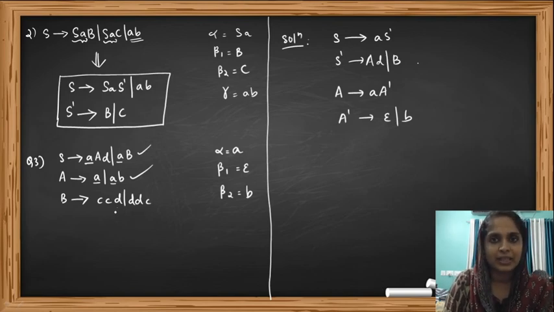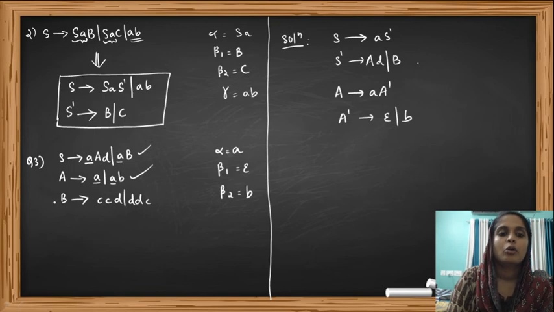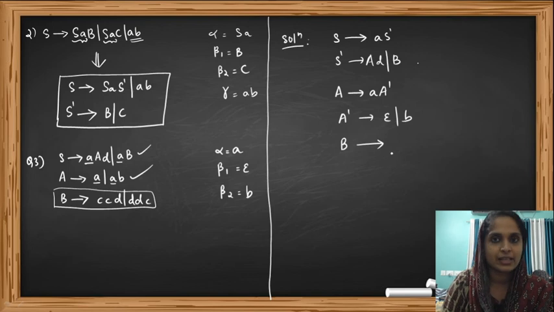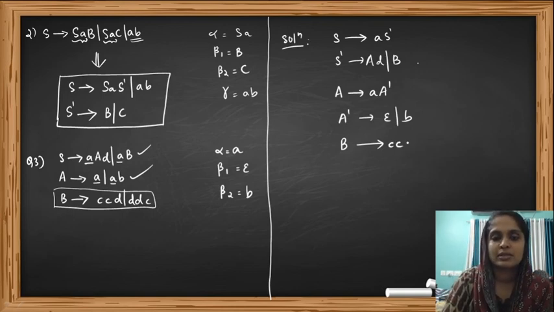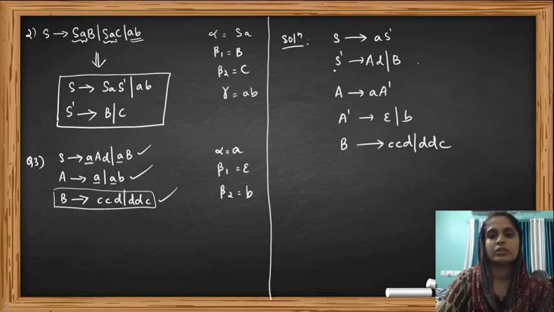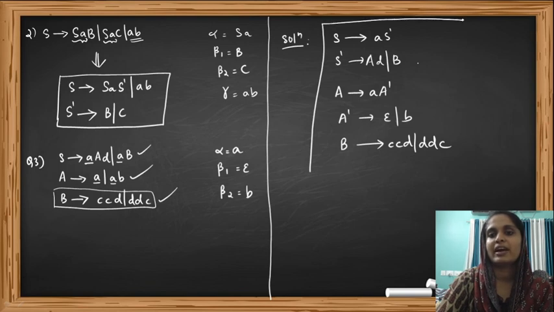And remember one thing which is very important. Don't forget to write this production to our final result. Since there is no left factor, we will generally forget to write that production in the final result. But always remember, you have to write the production even if it doesn't contain any left factor. So B produces CCD bar DDC. Now the third production is also finished. So this will be our final result.